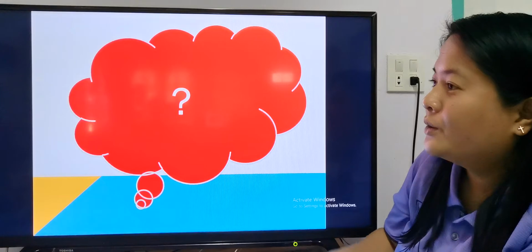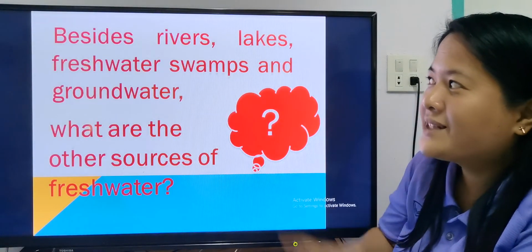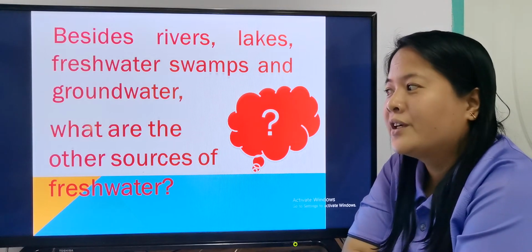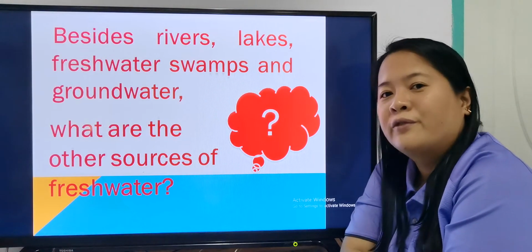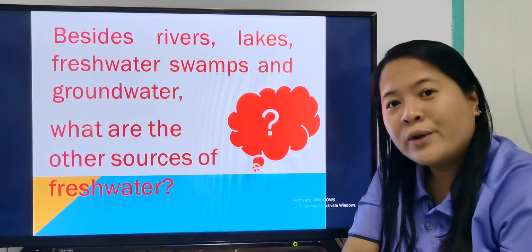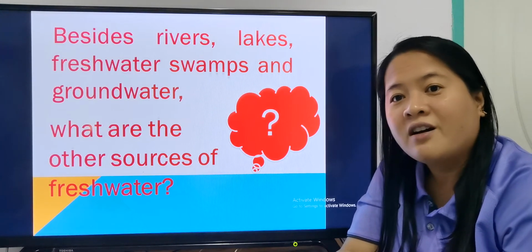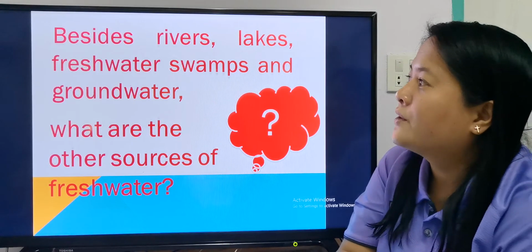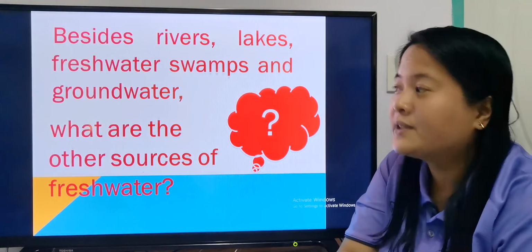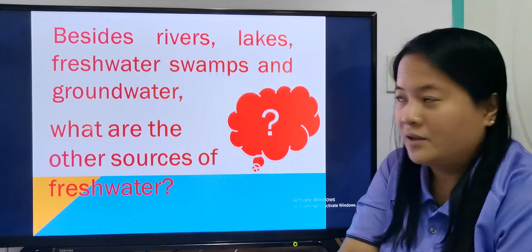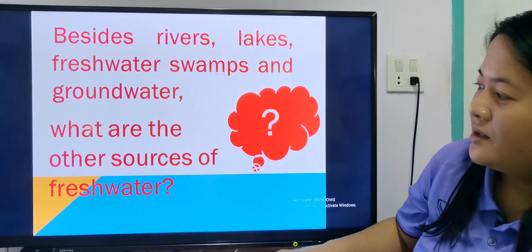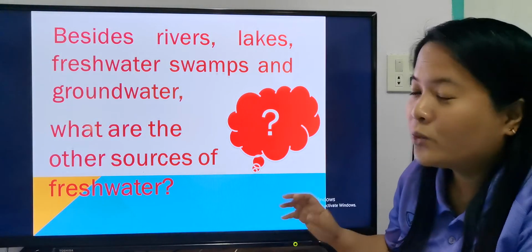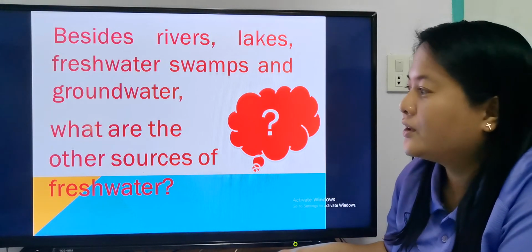Besides rivers, lakes, freshwater swamps, and groundwater, what are the other sources of fresh water? For today, we're going to study the other sources of fresh water. We already know that we can get it in rivers, lakes, and swamps, in groundwater, and in glaciers and ice sheets. But what are the other sources of fresh water?